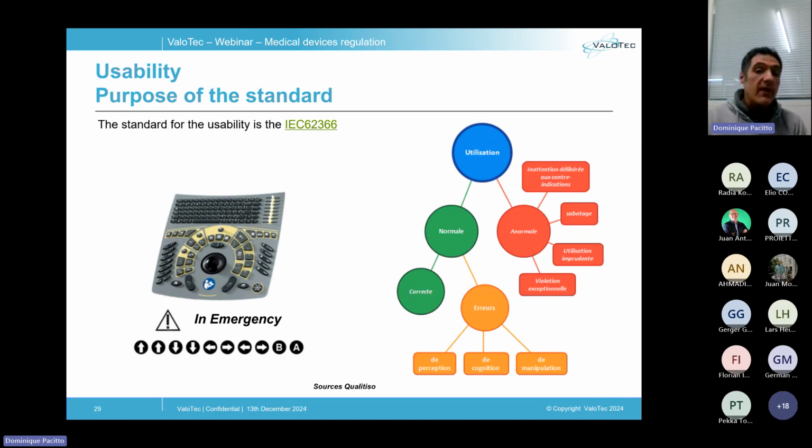It is obvious that the user interface must be designed to favor a correct use, and that abnormal uses can hardly be avoided. We can illustrate that by saying that it is always possible to cut off a finger with a knife, even if the knife is not initially intended for that. The purpose of the standard is to limit or to avoid the error of use, the orange one. And to do this, it considers the user and the environment where the device is installed.